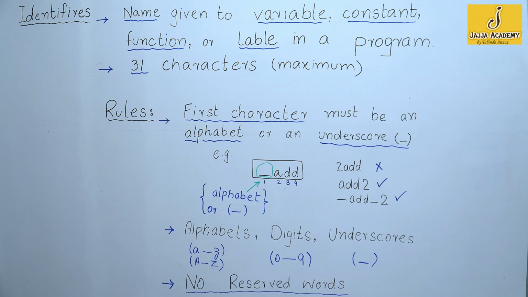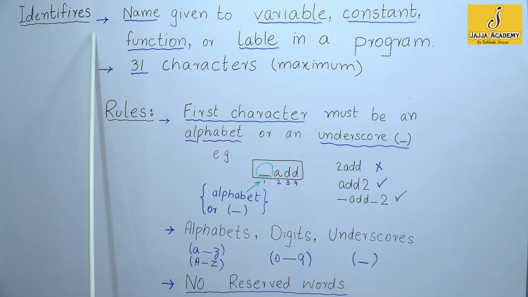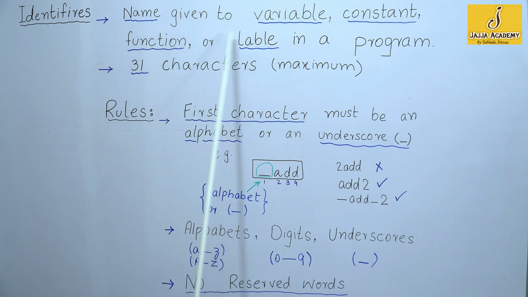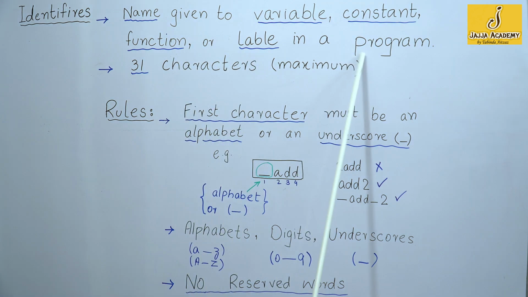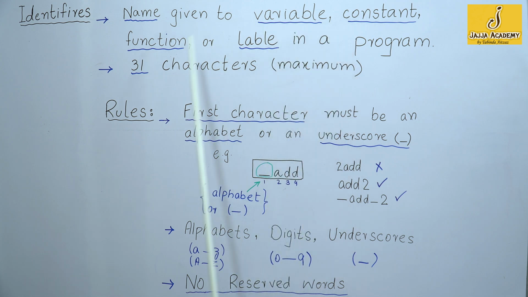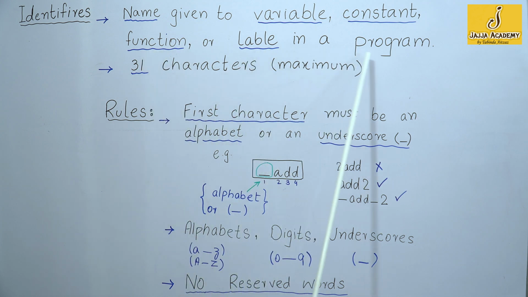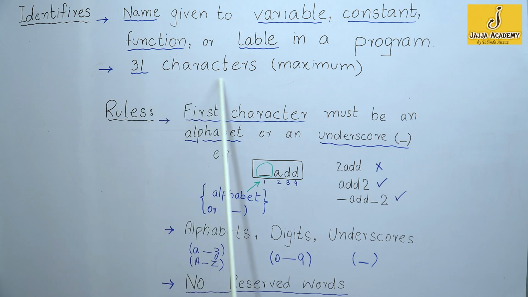I am Tabinda Etizaz. In today's lecture, I will explain identifiers and keywords used in C language in detail. Let us start with identifiers. An identifier is a name given to a variable, constant, function or a label in a program. It means the names we use to write variables or constants, or it may be the name of a function or label in a program. An identifier in the C language may consist of a maximum of 31 characters.